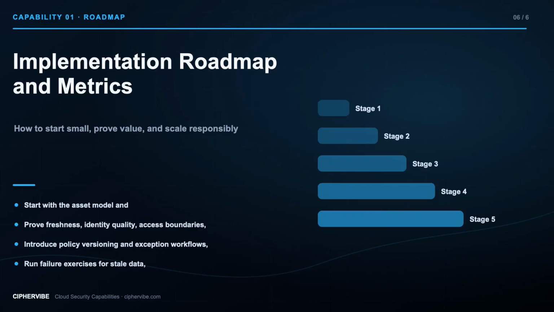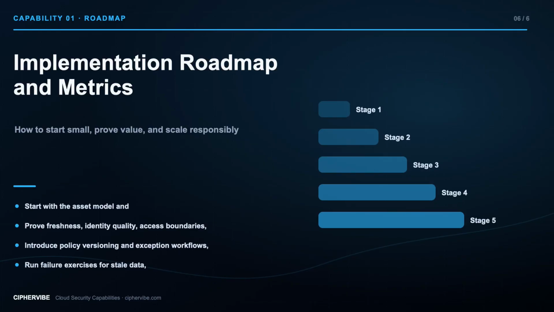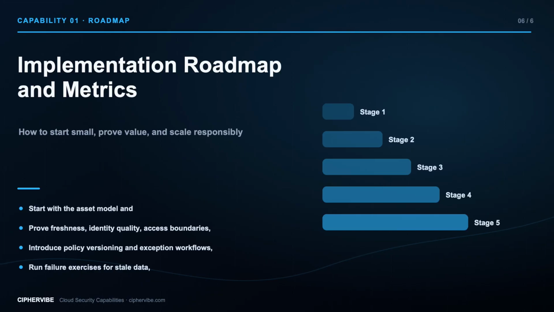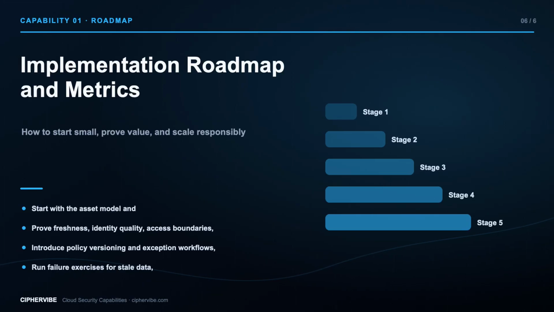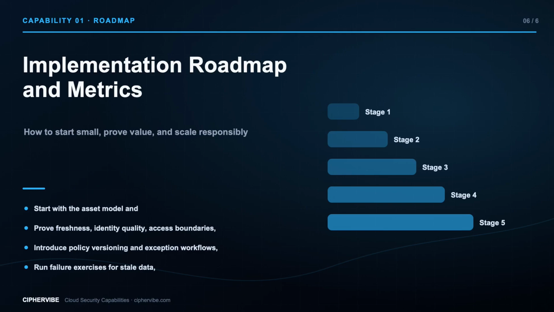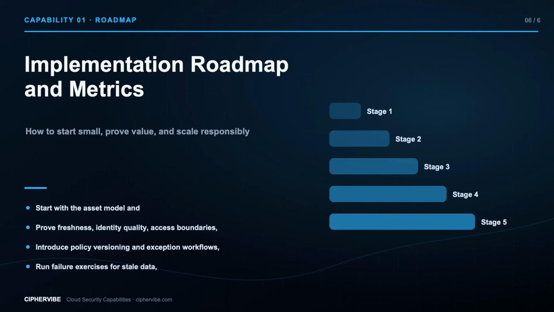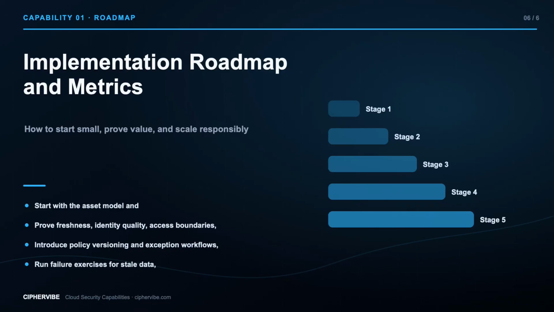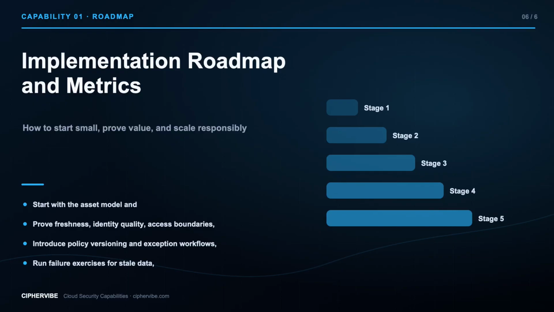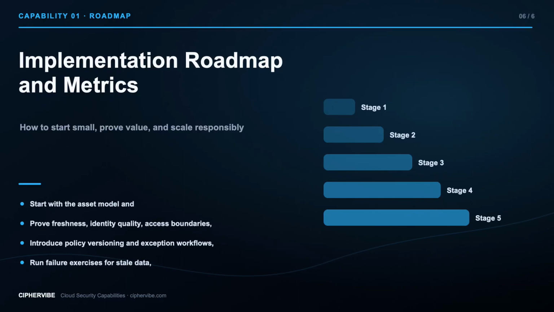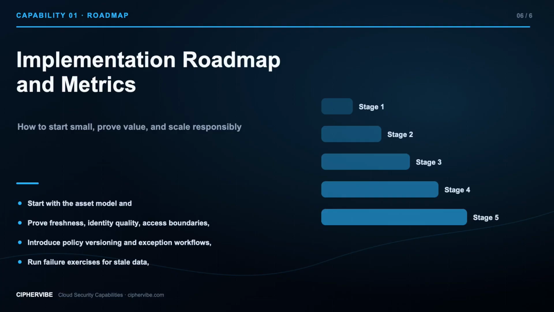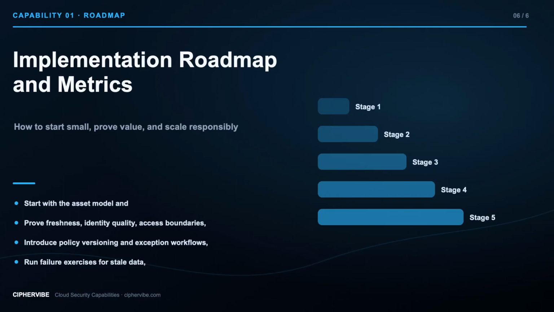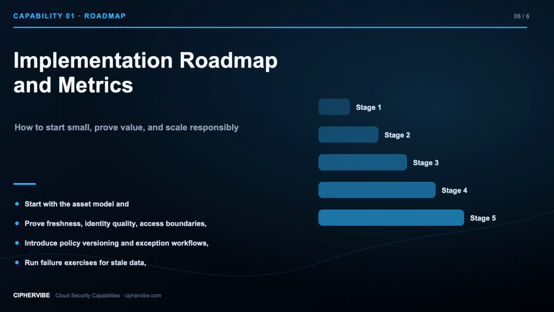First, start with the asset model and 2 high-value data sources rather than connecting everything at once. Second, prove freshness, identity quality, access boundaries, and ownership before adding advanced analytics. Third, introduce policy versioning and exception workflows, then connect ticketing and response systems. Fourth, run failure exercises for stale data, broken connectors, excessive privileges, and regional outages. Fifth, expand only when teams can explain how evidence becomes prioritized and verified work.